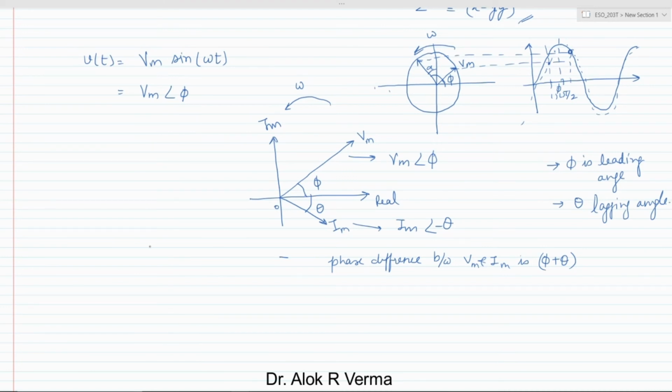Now suppose there is another quantity. For example, we consider Vm cos of omega t plus phi. Very interestingly, we have seen this Vm angle phi, correct? Now if we have Vm cos omega t plus phi.